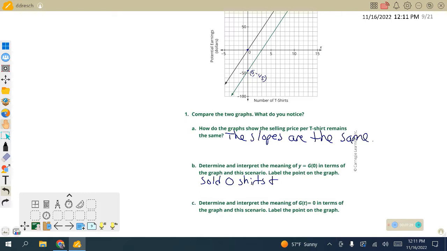So sold 0 shirts. And I want to phrase it because we didn't make negative $45. So 0 shirts and starting at negative $45. Okay. So in order to just do this particular problem, we're starting off by giving some freebies away and we start in the hole.